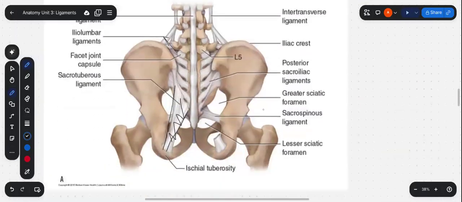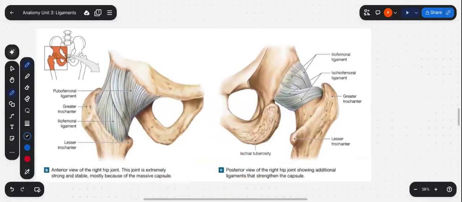Now we're going to take a look at your kind of ball and socket joint and the ligaments that are in charge over here for your hips. The first one is your iliofemoral ligament. The iliofemoral ligament is going to start here, and it's going to be this whole one over there. Then right below it, you have your ischiofemoral ligament.